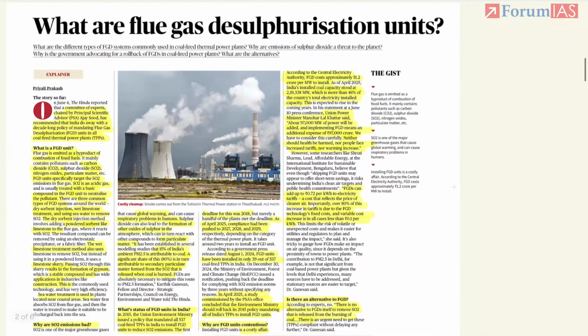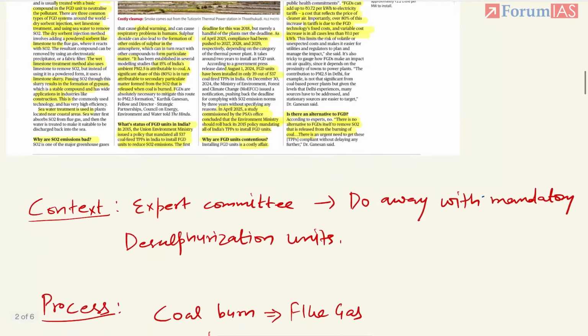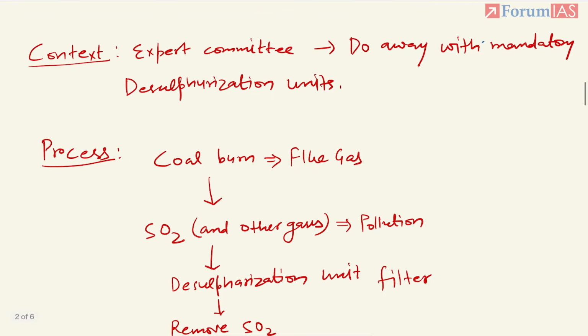Flue gas desulfurization units. What are these? Let us understand step by step what is there in the article. The context of the article is that an expert committee under the principal scientific advisor has recommended to do away with the mandatory desulfurization units. What are these units?